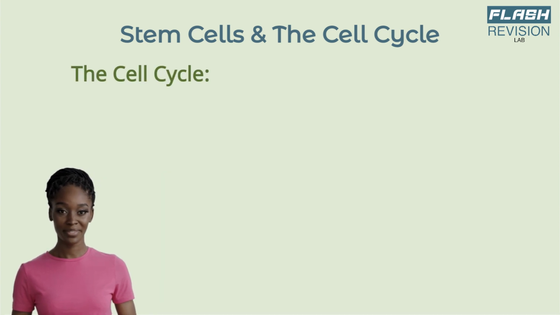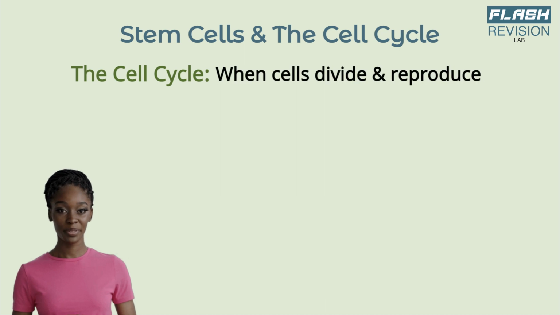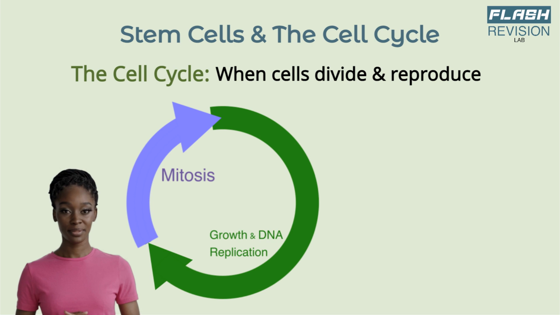Now let's talk about the cell cycle and mitosis. The cell cycle is a series of stages that cells go through when they divide and reproduce. These can be simplified to two main stages. The first is growth and DNA replication.